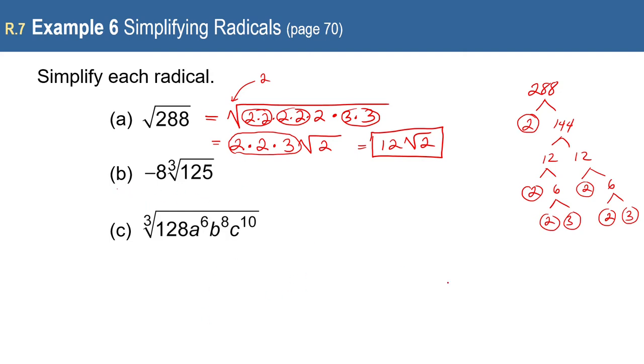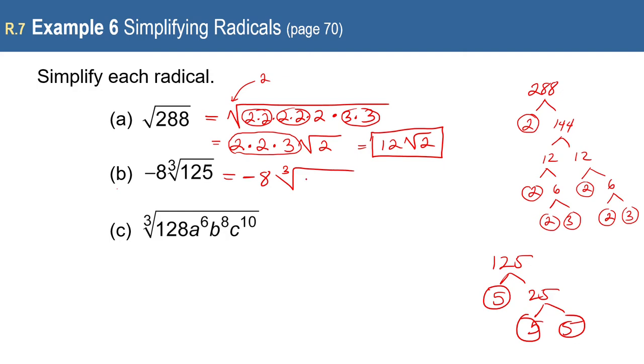For part B, we'll use the same process with 125. Let's break down 125 as 5 times 25, and 25 is 5 and 5. I can rewrite this as negative 8 times the cube root of 5 times 5 times 5. Notice that this index is 3. We're looking for groups of 3 now. The cube root of 125, I know that's just 5. This is now negative 8 times 5, or negative 40.